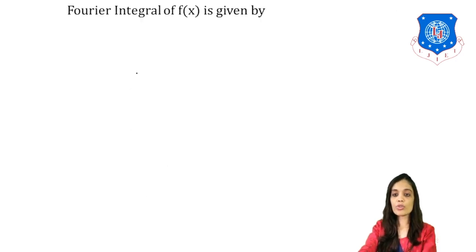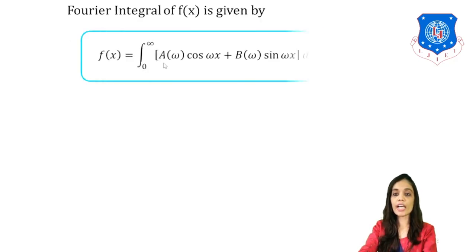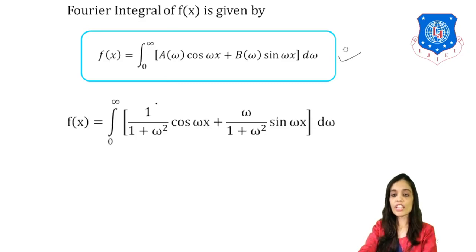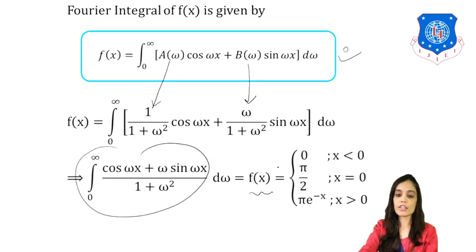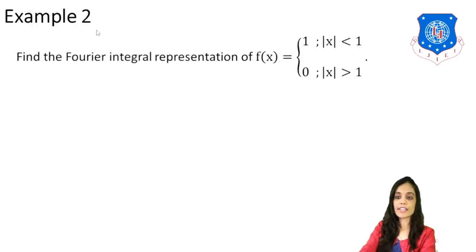So now let us put our values of a omega and b omega in our Fourier integral, right? So on putting the values of a omega as 1 upon 1 plus omega square and b omega as omega upon 1 plus omega square, right? So we have proved that this is equal to our f of x using the Fourier integral. Now let's start with our next example.